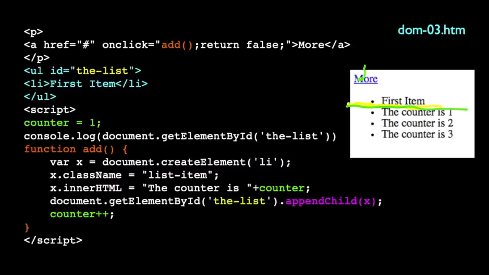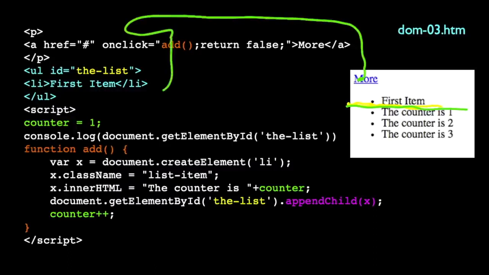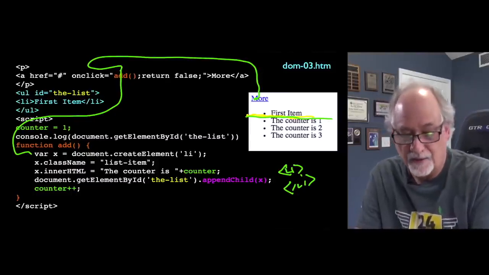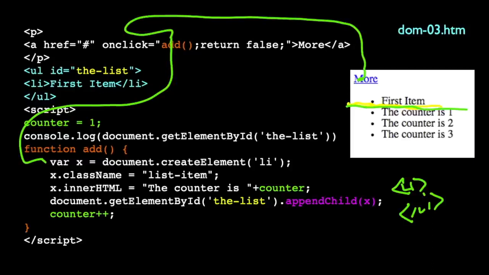When I click on more, it runs this onClick, which calls the add function. And what it does is it says document create element. That creates an li tag, /li, an empty one, and it's not in the document right now. It's not on the screen. It's just in a variable. So I've made an HTML tag that's an li tag. And then I can do things like set its class name, which is class equals, if I want. And then I can set its inner HTML to be the counter is counter. And then I'm going to add 1 to counter, so it starts out at 1.